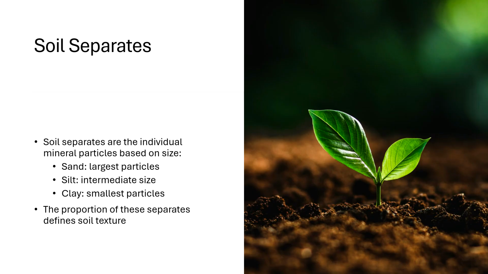Sand, silt, and clay are defined by particle size, and each behaves differently. Proportions of these separates determine the texture class on the soil textural triangle. Knowing the class lets you predict water retention, nutrient holding, and the ease of tillage. It is a foundational diagnostic tool in soil science.